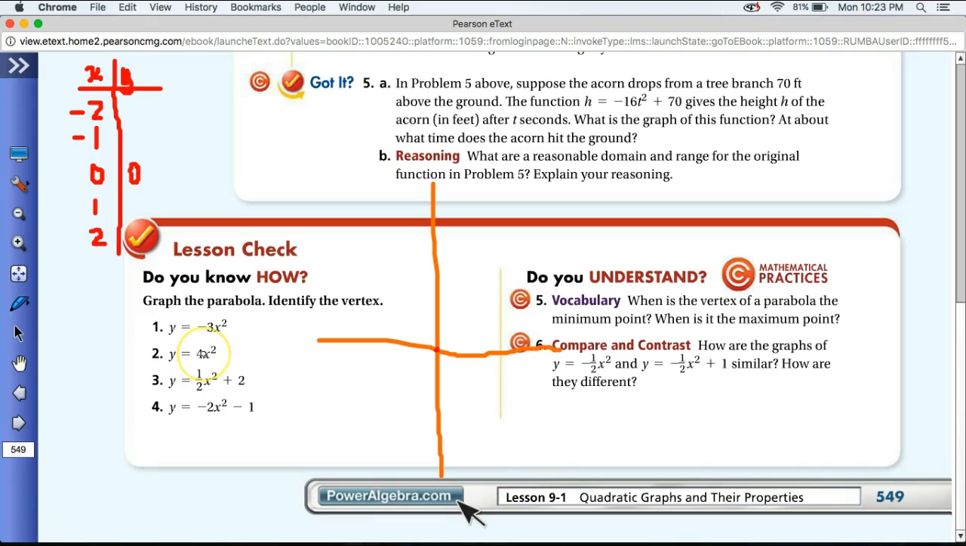0 squared is 0 times 4 is 0. Awesome. 1 goes in there. 1 squared is 1 times 4 is 4. So that should also be 4. 2 goes in for x. 2 squared is 4 times 4 is 16. So this should also be 16. Boom. Got my 5 values ready to graph.